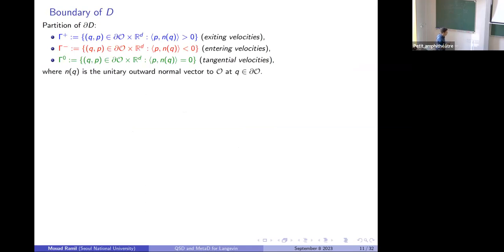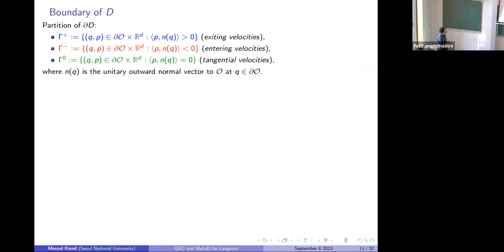So I said previously that the QSD is some stationary distribution up to conditioning on not exiting the domain. So we have to understand how the Langevin process exits the domain. And this is the main difference with the overdamped case or even some standard Brownian motion. The behavior at the boundary of the process is really different.